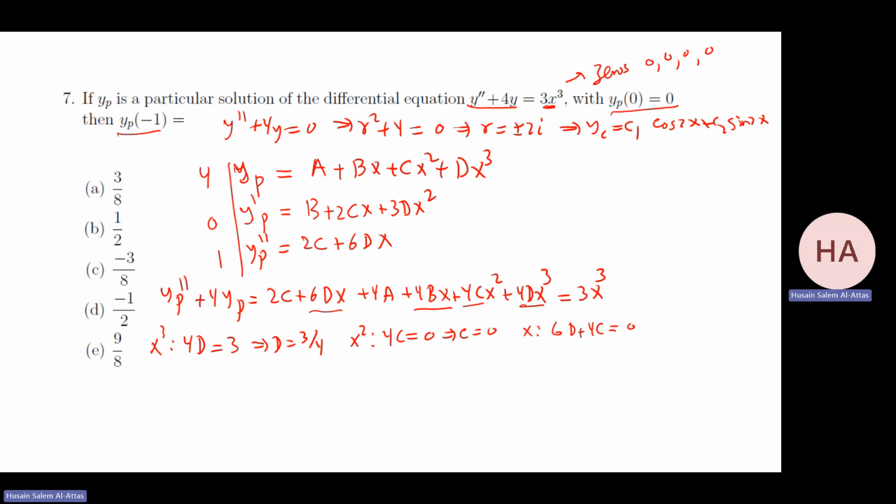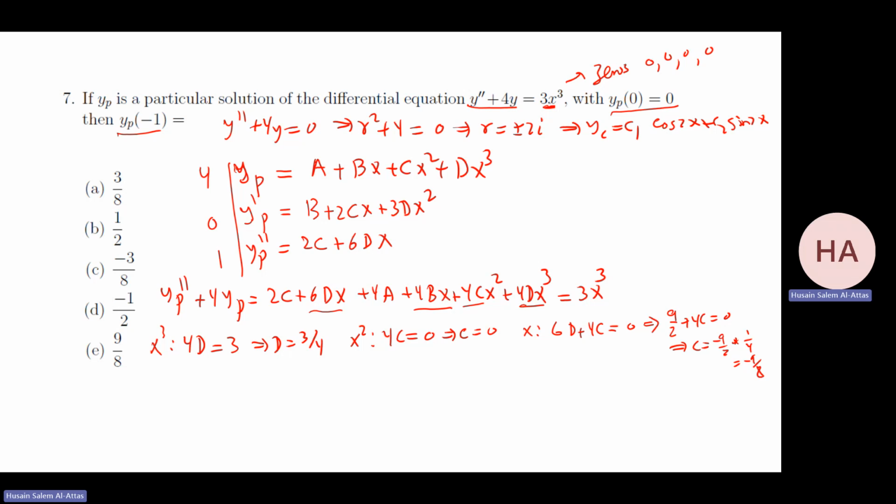So I have what? 18 over 4, which is 9 over 2. So you have 9 over 2 plus 4B equals 0. So B equals what? Minus 9 over 2 times 1 over 4, minus 9 over 8. That will be B.